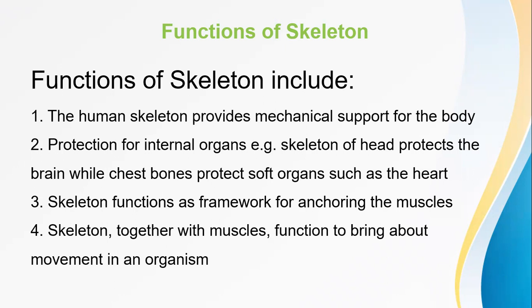The second one is protection for the internal organs. Take an example, the skeleton of the head, that is the skull, protects the brain, while the chest bones protect soft organs such as the heart. The third function is that the skeleton serves as the framework for anchoring the muscles. The muscles are the ones that enable contracting and expanding, enabling movement. So without the skeleton, there wouldn't be a framework for these movements.